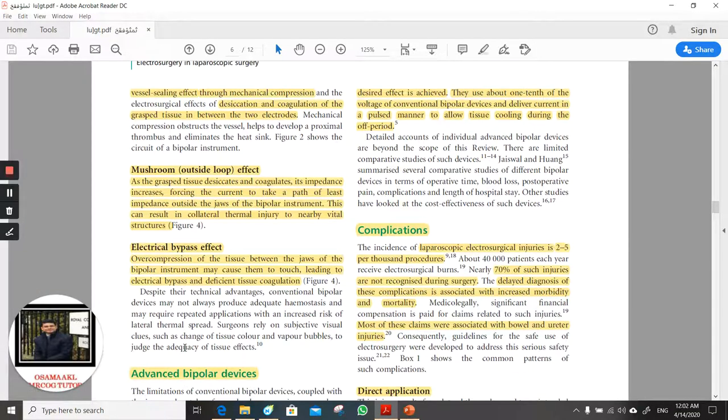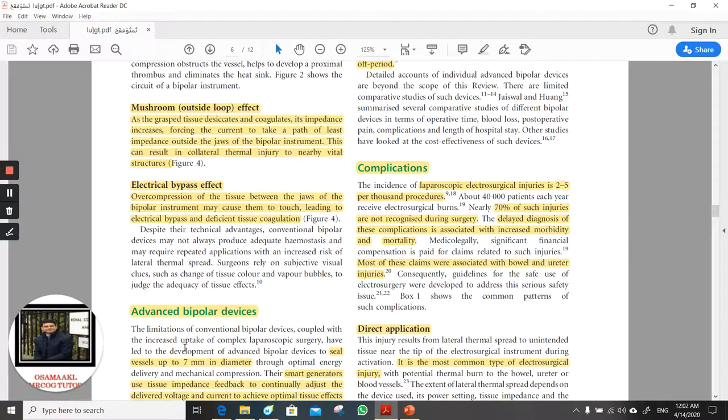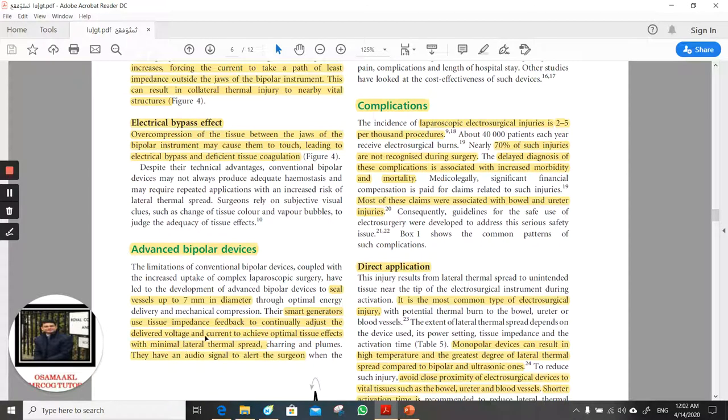And now we have new techniques in the machines, like advanced bipolar devices. By advanced bipolar devices, we can do coagulation to vessels up to 7 millimeter diameter. And now we have a smart generator. What is the meaning of smart generator? The machine will perceive the electricity coming from the negative electrode. So the machine can modulate the amount of electricity coming from the positive electrode.